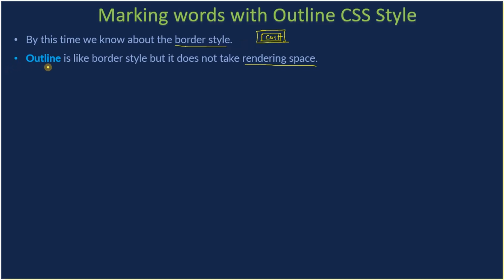So outline is like border style, but it does not take rendering space like the border. So that's the difference. If you place outline, it won't take browser's rendering space, or it won't take document space. For the same reason, it will not affect the layout of the document. Since it won't take space, the elements will be intact. So they all live in the same position, and the outline will be placed on top of the document.